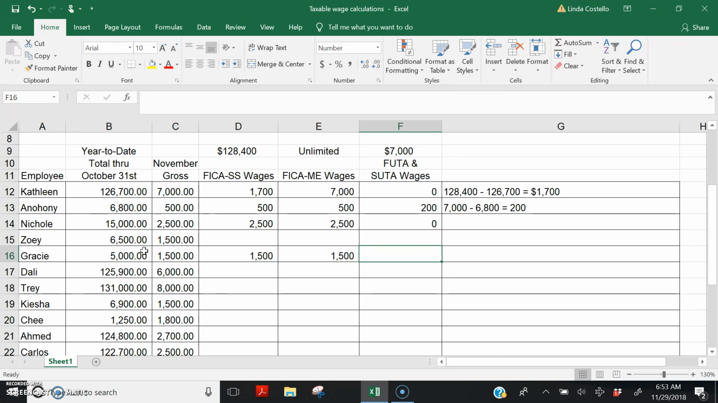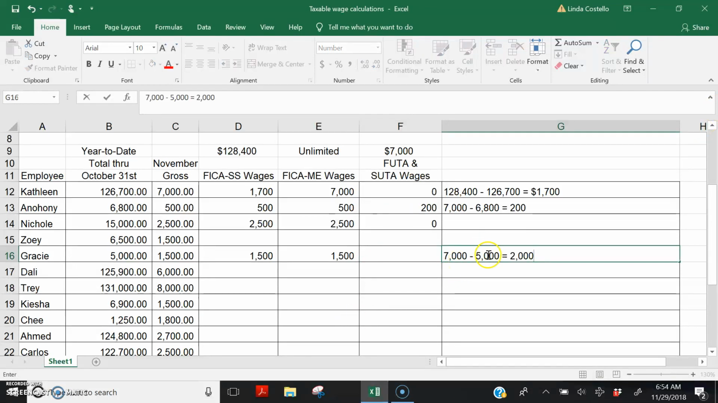And before November, Gracie had already earned $5,000 in gross wages. This is not in excess of the FUTA and SUTA wage base of $7,000. Are any of her November wages subject to FUTA and SUTA tax? Let's check it out.